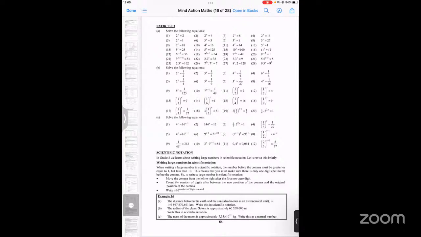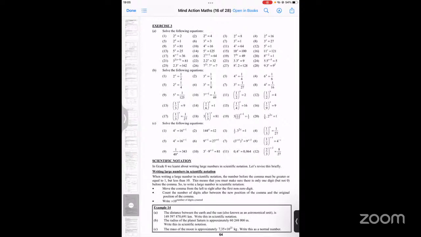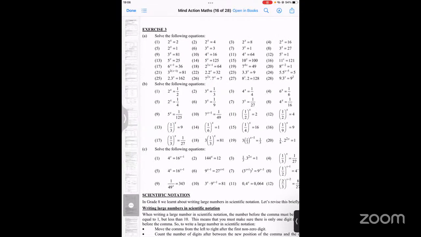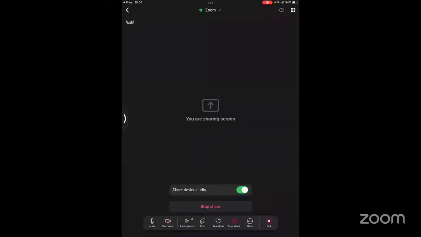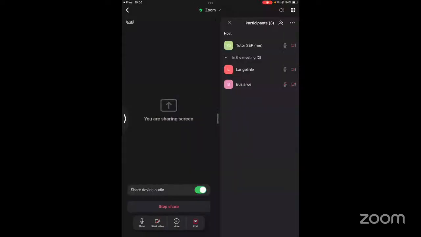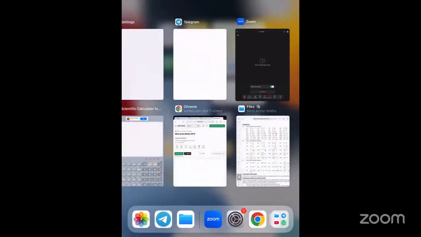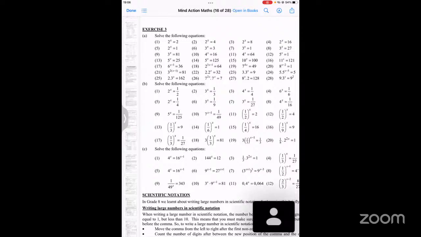I'm just going to be choosing from exercise 3. Maybe let me rotate. Guys, are you able to see there? Those numbers, are they clear on your side, or are they too small? Especially A, we're going to start with A. Can you see? Yes, I can see. Busi and Langley. Okay, Langley says he's able to see. Then in that case, it is fine.